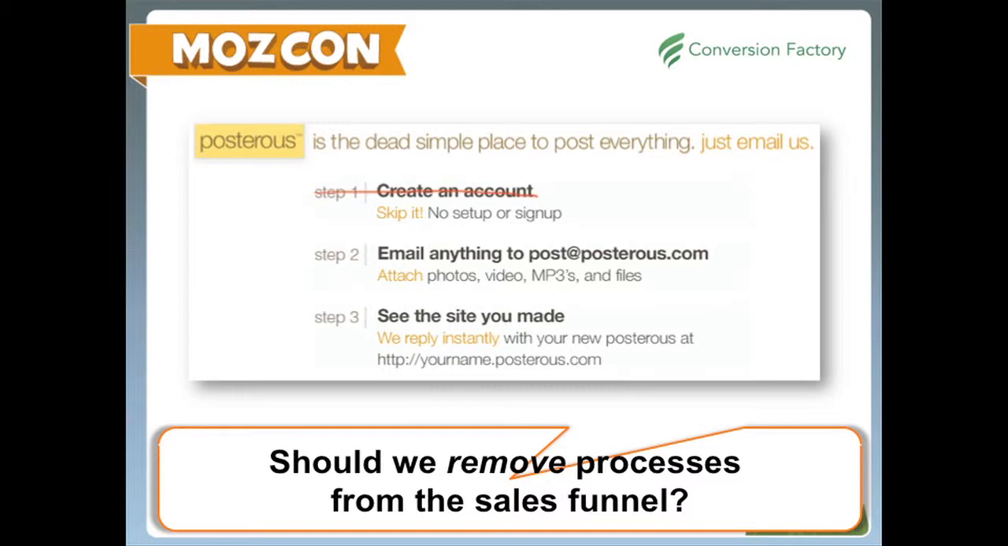And also, when you do work out your entire sales funnel, you might be able to see what you should take away as well as what you should add. So this example comes from Posterous. It's an old screenshot, so they're not doing this anymore, but it's a perfect example of how you can take one element of your sales funnel away to increase the conversion rate. So in their case, they removed the need to create an account. They made it very, very straightforward to do that just by emailing your files to them.